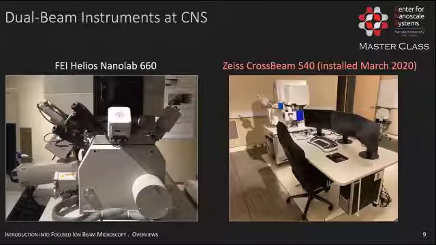So we are very fortunate that we were able to replace our old Zeiss Envision system with a brand new Crossbeam 550. We had a little hiccup in the installation. It's still ongoing, but we hope that when we're back in the lab that we can ramp up that instrument very quickly.